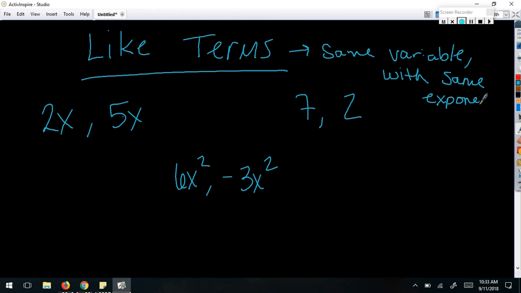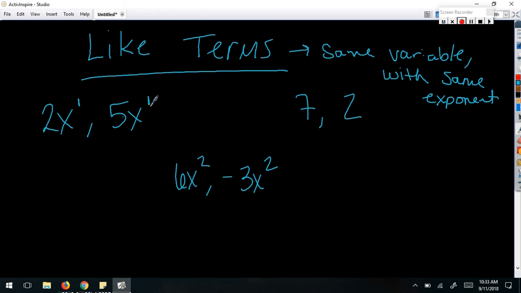exponent. Okay. Now I don't see an exponent on that 2x and 5x. What does that mean? Does it have an exponent? Yeah. Everything has an exponent. What's the exponent if you don't see one? I can raise anything to the what power and it stays the same? The first power. There's an imaginary 1 as an exponent. So these are like terms, okay?